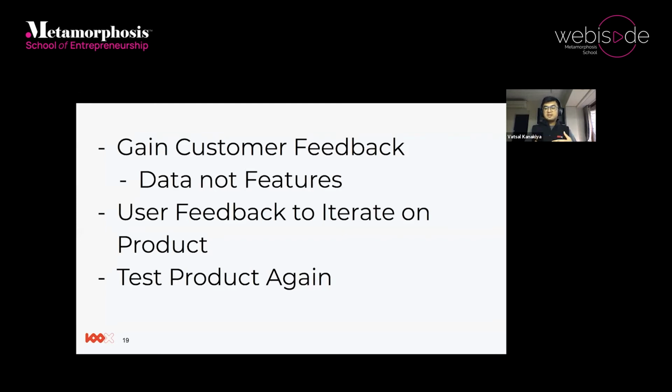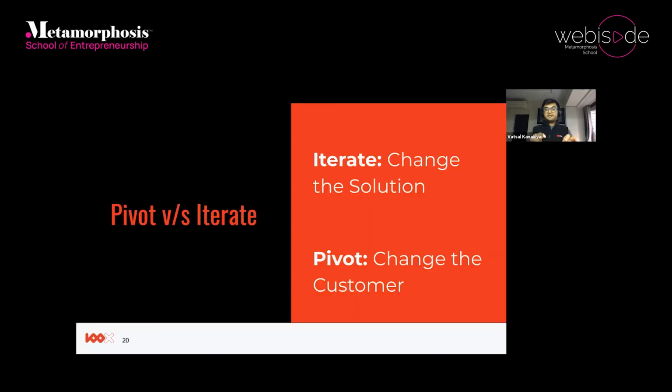Coming back to the iteration, right? You use this user feedback then to generate insights, to iterate on the product, and then to keep testing it again and again. Now there's a difference between a pivot and an iteration, right? These are new terms. This is the first time I'm introducing this, but here's the basic idea. When you're iterating, you're only changing the solution. The person you're targeting and the problem you're choosing are typically the same, or your problem might change a little, but your customer is the same, right?